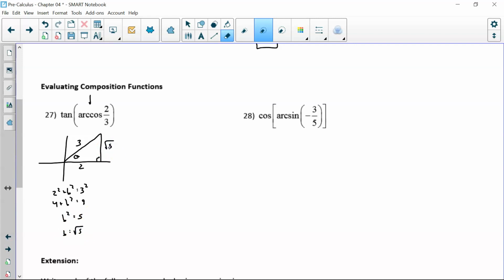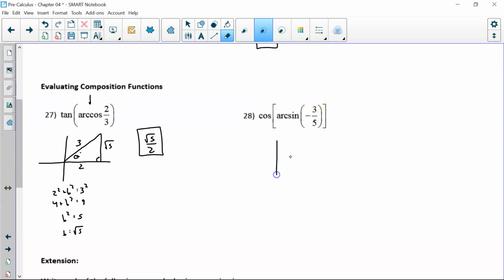And now we're just going to find the tangent of that angle theta. So the tangent, opposite over adjacent, is root 5 over 2. It's all about drawing the triangle. And there we go. For number 28, we're going to find the arc sine of -3/5.